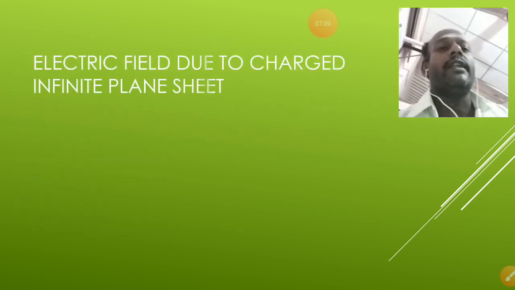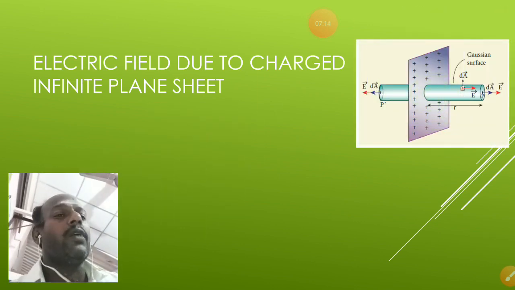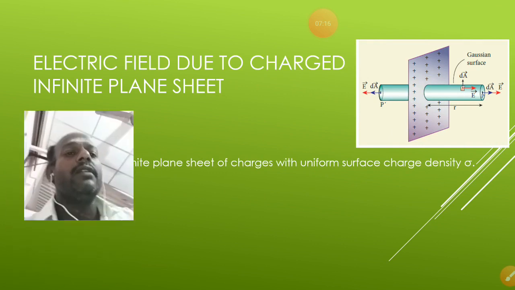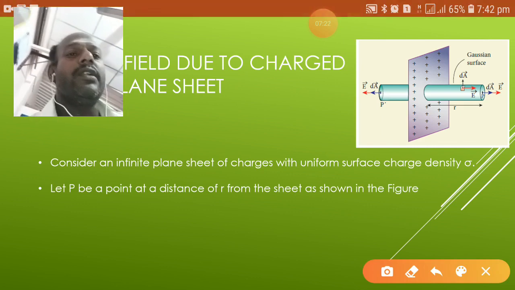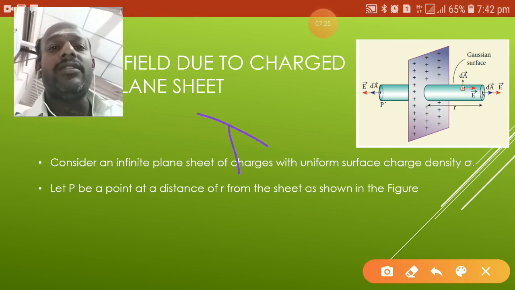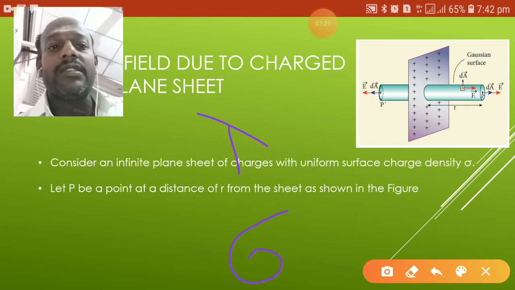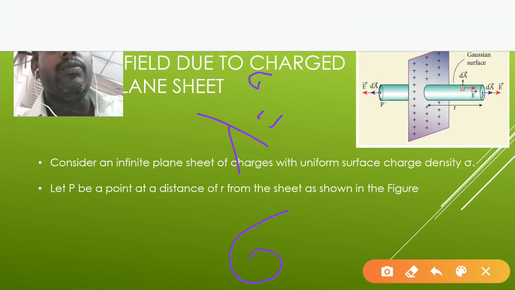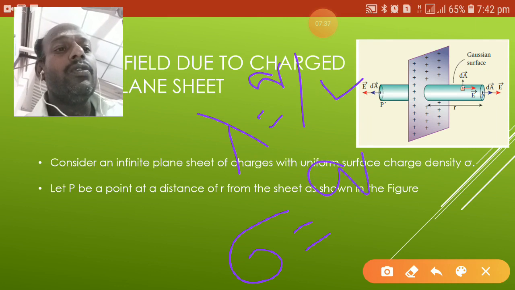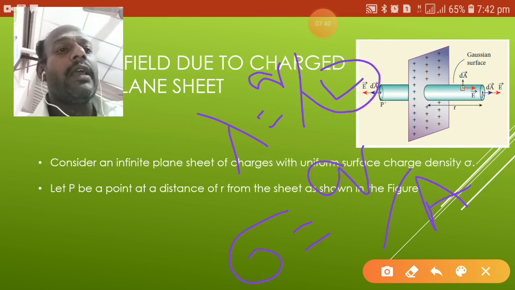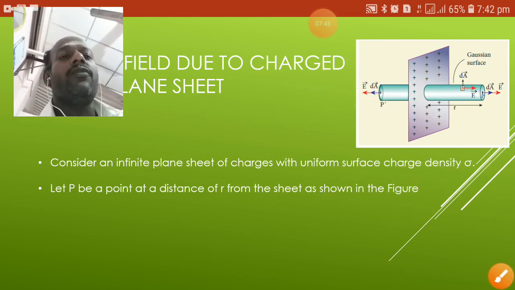Right. The next one we are going to consider is the charged plane sheet. Look at the diagram. Consider a plane sheet having the surface charge density sigma. I already told you lambda indicates the linear charge density and sigma indicates surface charge density. What is surface charge density? If lambda is equal to Q by L, then sigma will be equal to Q by A. Here we have the length, here we have the area. By the way, let P be the point R from the sheet.